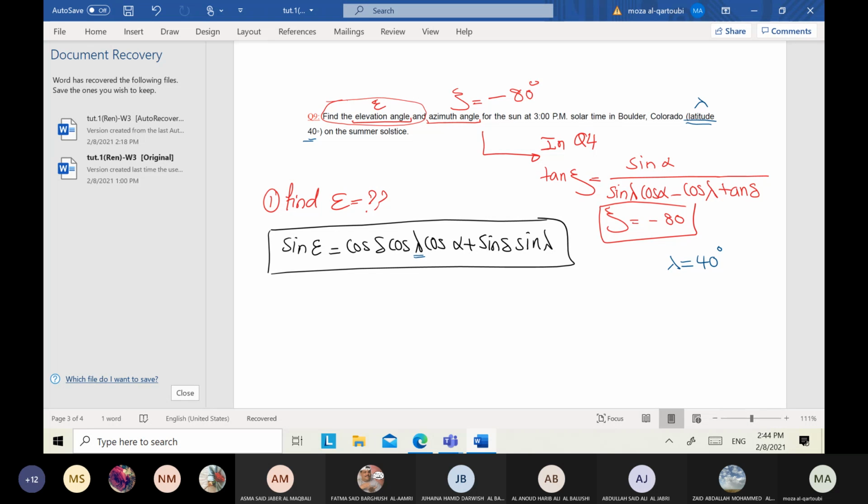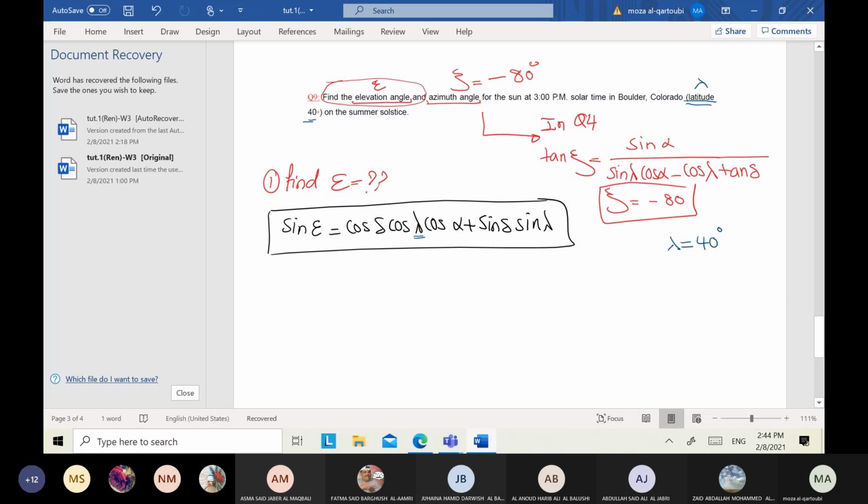Delta, how do we find delta? We know delta depends on the number of days, but the date is not given for this question. So we can find delta depending on other information. How do we find delta in this case? We found it before in question number 4. Delta, the declination angle, depends on the summer solstice, so delta equals 23.45. We have this value, the declination, given. Now we have alpha, our angle, how do we find it?